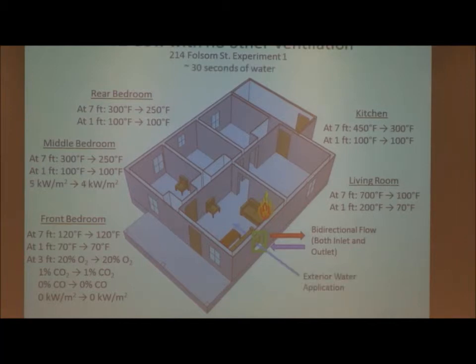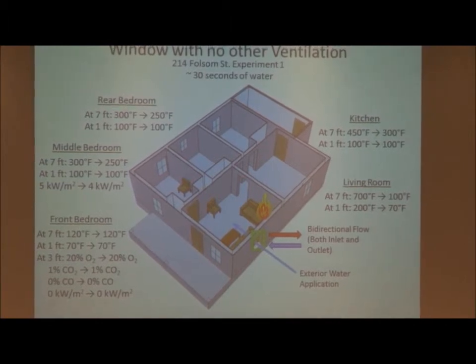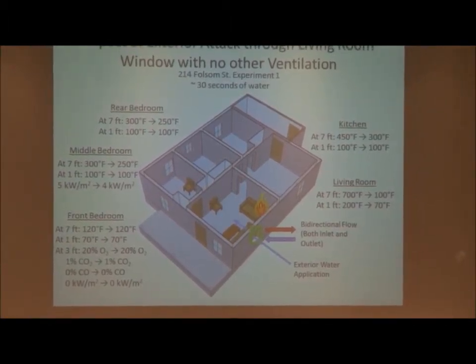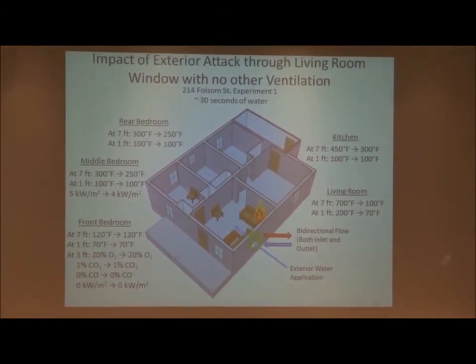Now we apply water. Temperature in the living room for the ceiling goes from 700 to 100. Kitchen drops from 450 to 300 at the ceiling, no change at the floor. The rear bedroom back here goes from 300 to 250, no change at the floor. Middle bedroom, 300 to 250, no change at the floor. Heat flux drops a little bit. And again, the front bedroom still clean.